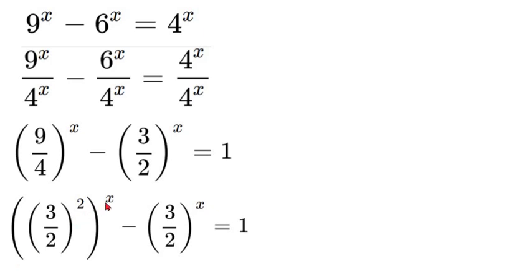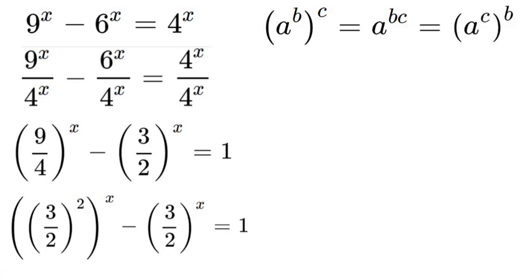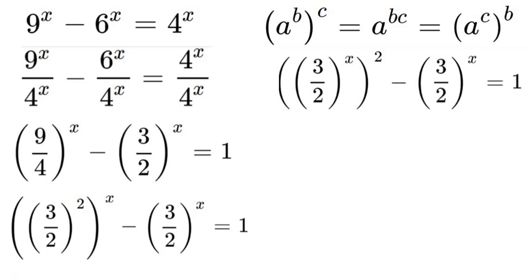Now we want to flip our 2 and x here, and how we're going to do that is to apply exponent properties. So if we had a to the power of b to the power of c, that's equal to b times c, or you can switch them and have c on the inside and b on the outside. So we're going to do that here. So we would have 3 over 2 to the power of x squared minus 3 over 2 to the power of x is equal to 1.